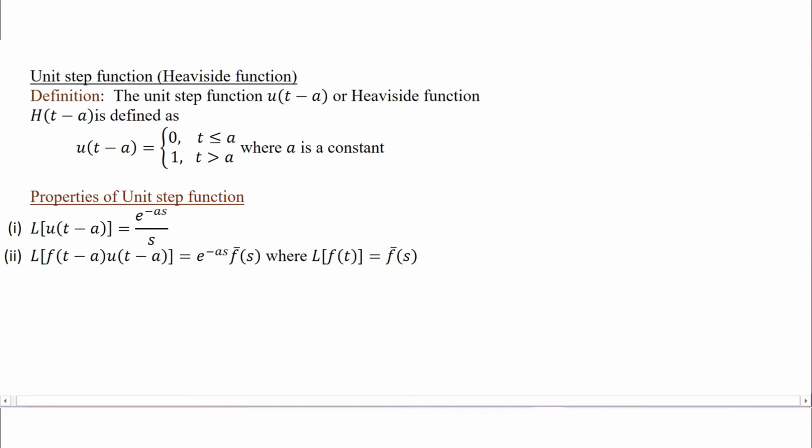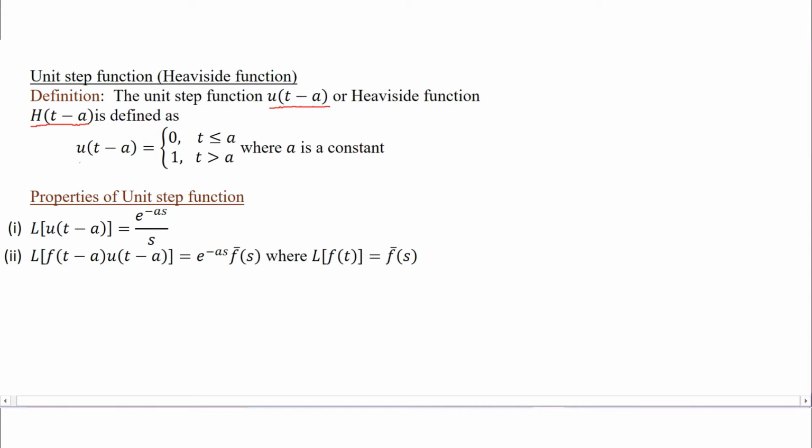Today's topic is the unit step function, or we also call it the Heaviside function. Let me first define what the unit step function means. The unit step function is represented in the form u of t minus a, or you can even call it the Heaviside function, which can be represented as h of t minus a.